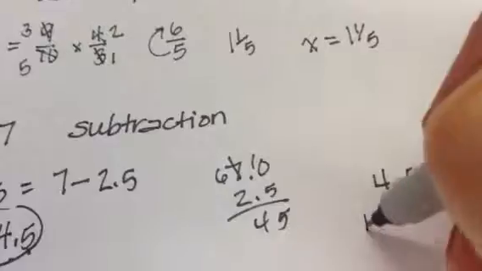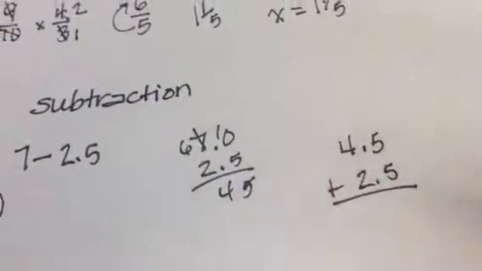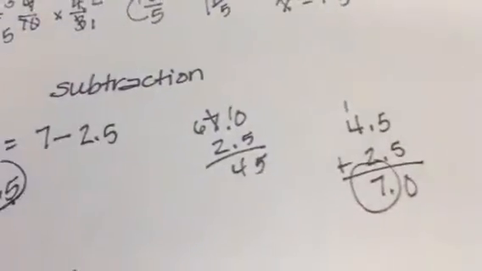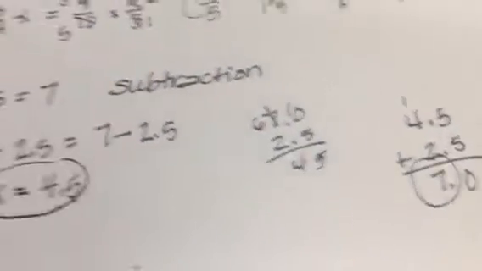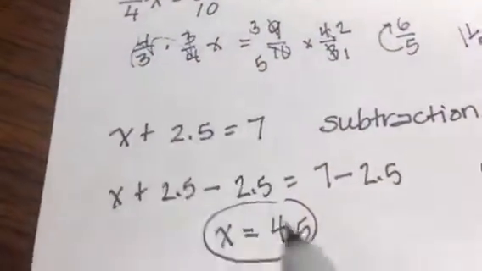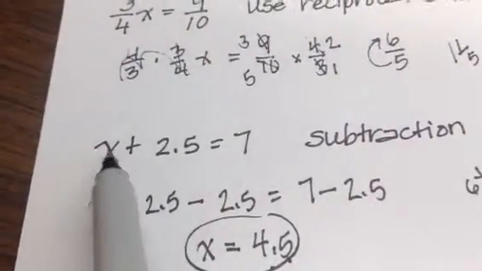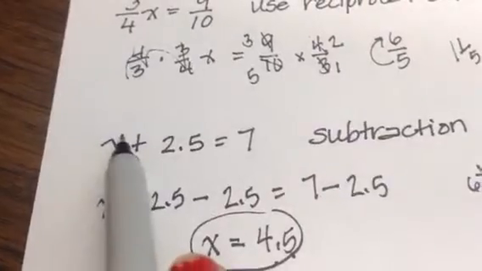4.5 plus 2.5, will that equal 7? Drum roll, please. It does. Okay? So we're just finding the value of x, and I'm saying the value of x is 4.5. You don't believe me? Stick that right there where x was.